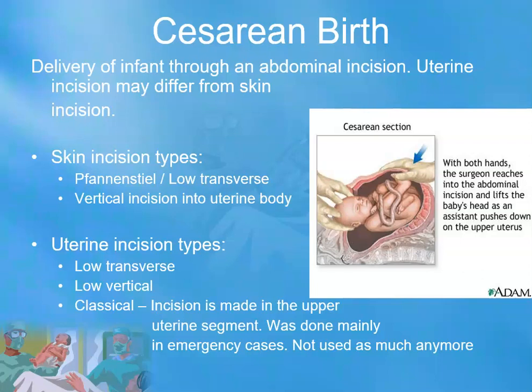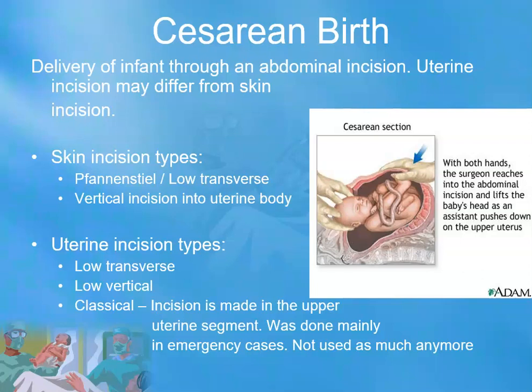Skin incision types are Pfannenstiel or low transverse, or you can have a vertical incision into the uterine body, but it's still, again, in that lower area. Uterine incision types: low transverse over the uterus, or low vertical. Okay. The classical is a uterine incision that you might see, and you might see it on the skin as well. It's an incision made into the upper uterine segment, and usually it's done mainly in emergency cases.